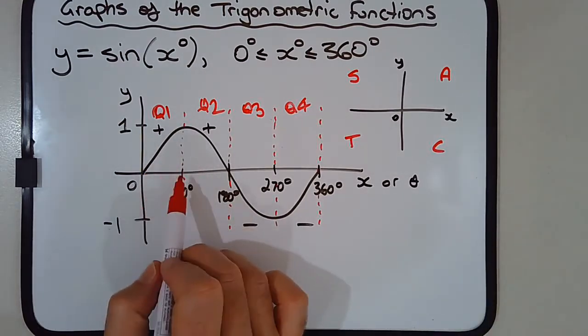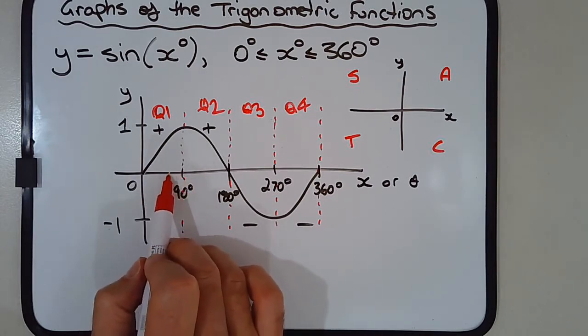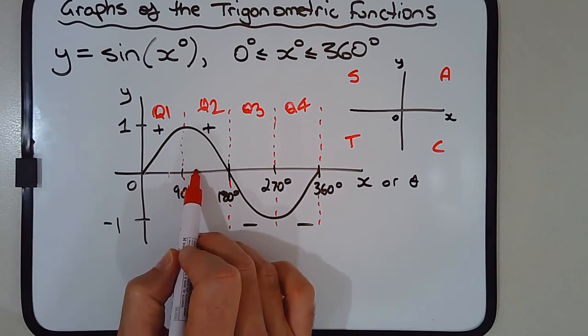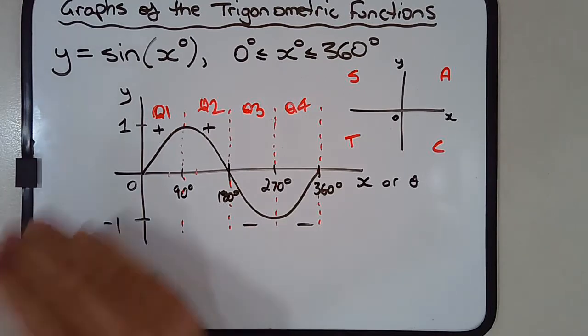In fact, if we go back from 90 a certain amount, and go forward from 90 by the same amount, you end up at the same y value as well. I'm not going to spend too much time on the symmetries or look at them in excessive detail, but for the time being, what is important is that you know how to draw one of these.